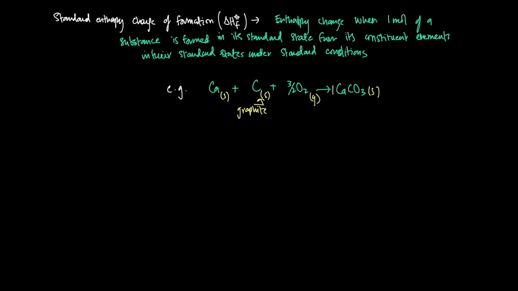So whenever you're writing the equation representing formation, it would be this. If you had written, for example, 2 calcium carbonate, that would be 2 times the enthalpy of formation of calcium carbonate, because enthalpy of formation is specifically for formation of 1 mole of a compound. Okay. Let's say I wanted the formation of ethanol. What is ethanol?